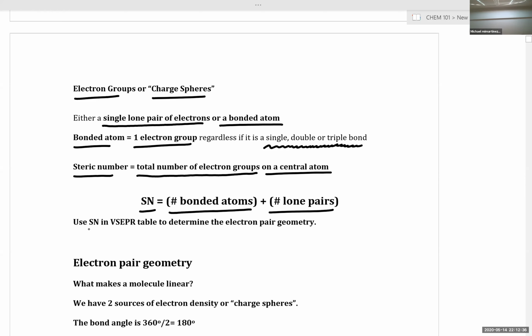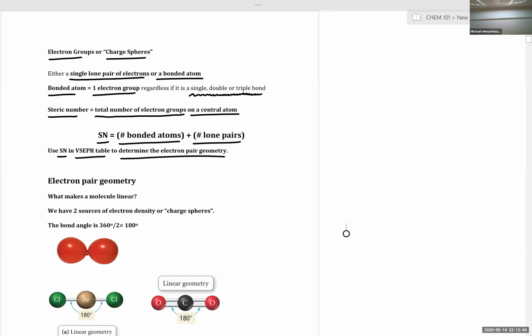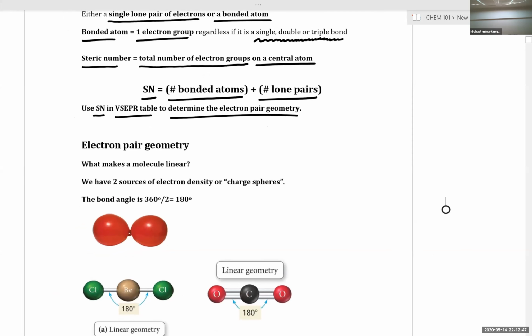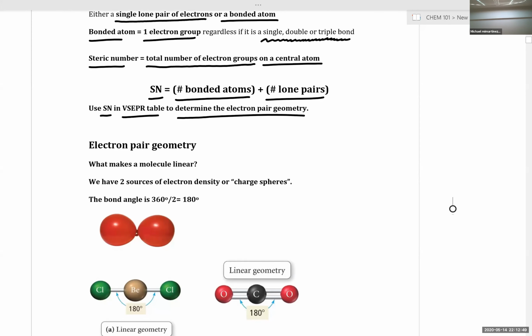You're going to use the steric number in the VSEPR table to determine the electron pair geometry. So let's look at a few electron pair geometries, and there are not a lot of them you will have to memorize. So what makes a molecule linear? Linear is equal to two charge spheres. This is electron pair geometry, just looking at the total number of charge spheres. So we have two sources of electron density or charge spheres. The bond angle is 180 degrees.